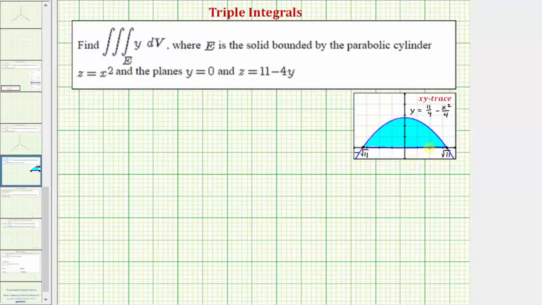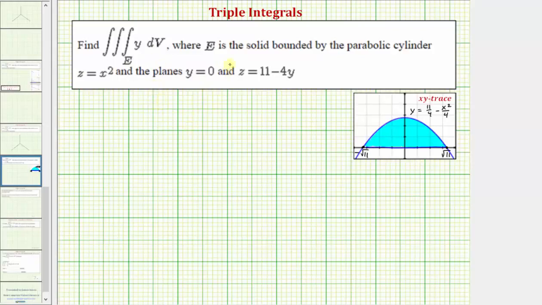Welcome to part 1 of evaluating the given triple integral over the region E, where E is the solid bounded by the parabolic cylinder z equals x squared and the planes y equals 0 and z equals 11 minus 4y. In this part, we'll set up the triple integral by determining an order of integration and the corresponding limits of integration. In part 2, we'll evaluate the triple integral.